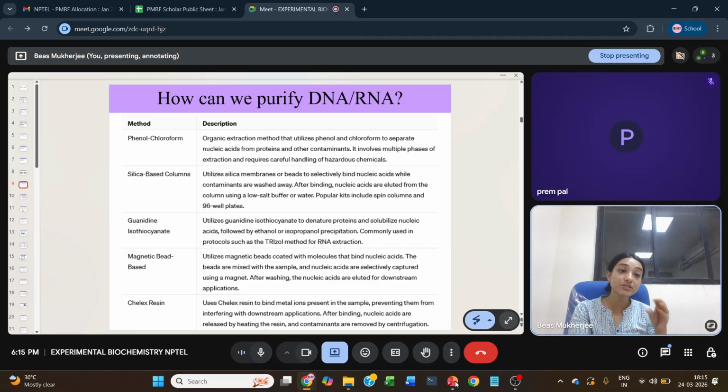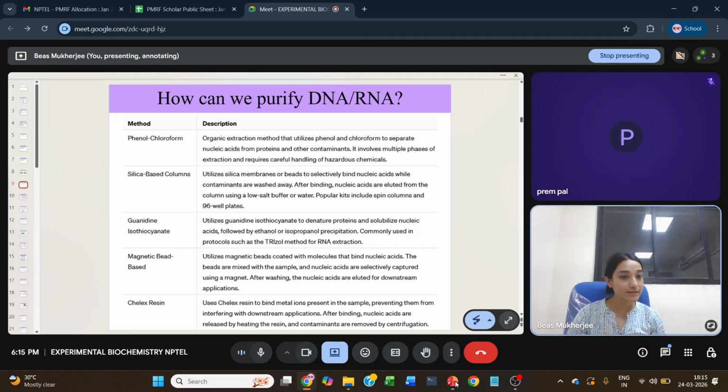This is something which is required for RNA isolation and is very, very useful for it. It utilizes guanidine isothiocyanate to denature proteins and solubilize nucleic acids, followed by ethanol or isopropanol precipitation. It is commonly used in protocols such as TRIzol. The TRIzol method we will talk about in today's class.